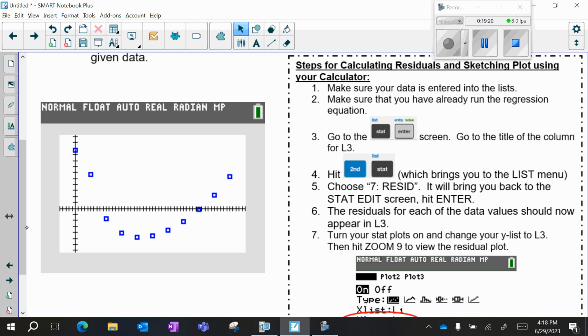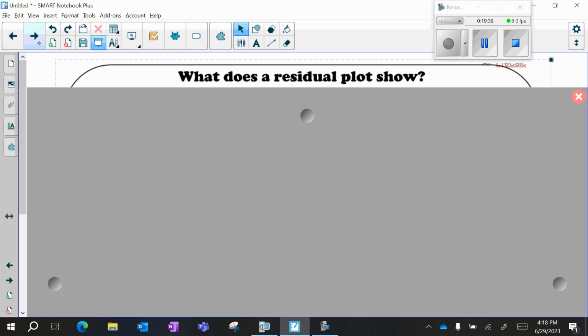Okay, so hopefully by now you have your residuals copied down from your calculator and entered into your table. You have your scatter plot or your residual plot shown here. Because I covered up my axes, I am just going to label this as the residuals. And lastly, what does a residual plot show? So I briefly talked about the fact that a residual plot for us is going to be used to determine if our model was appropriate or goodness of fit.